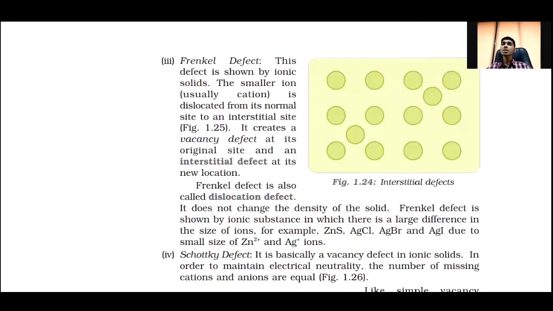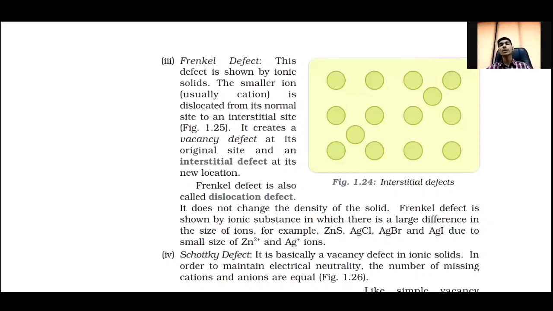Okay, so it does not change the density of solid. Frenkel defect is shown by the ionic substance in which there is a large difference in the size of ions. Okay, means हमने पहले ही बात किया कि there should be a huge size difference between the two, cations and anions respectively.